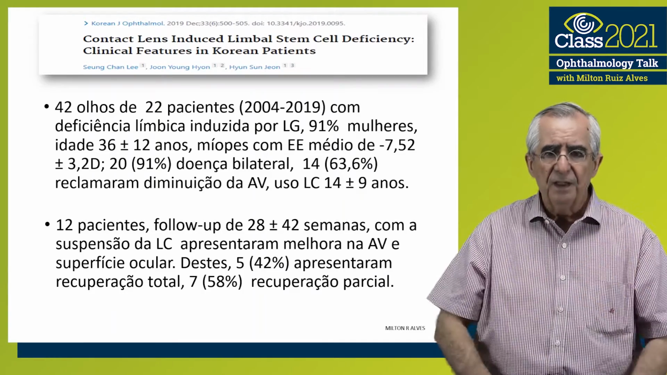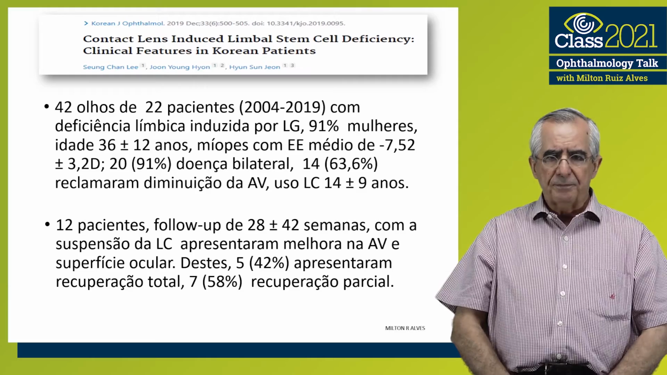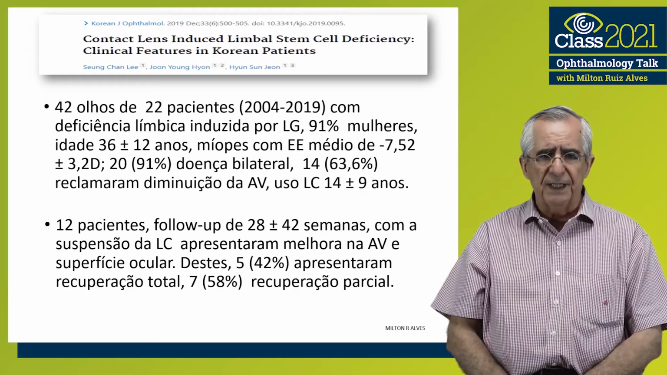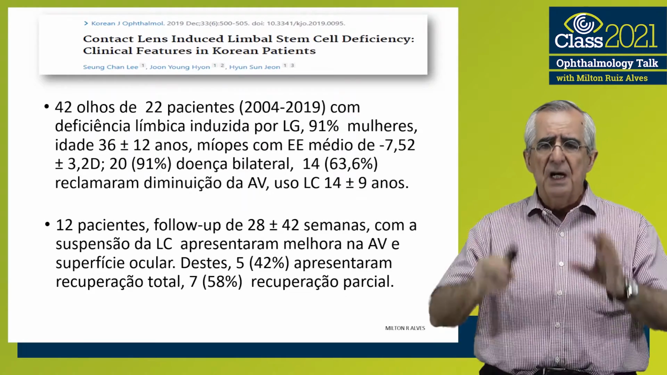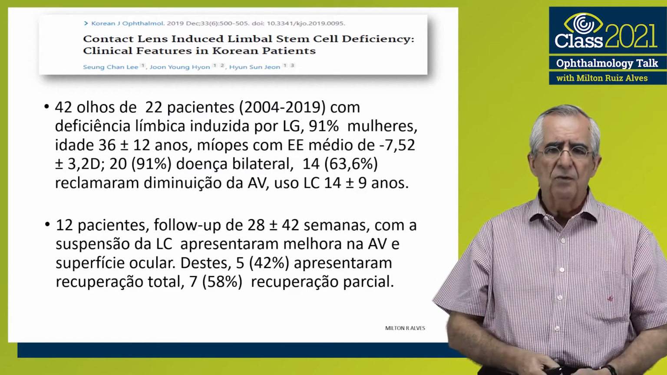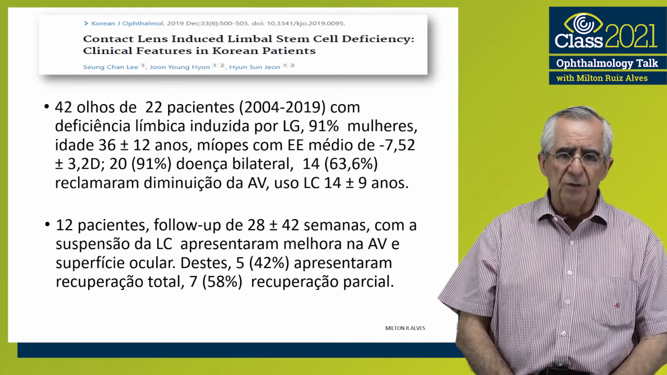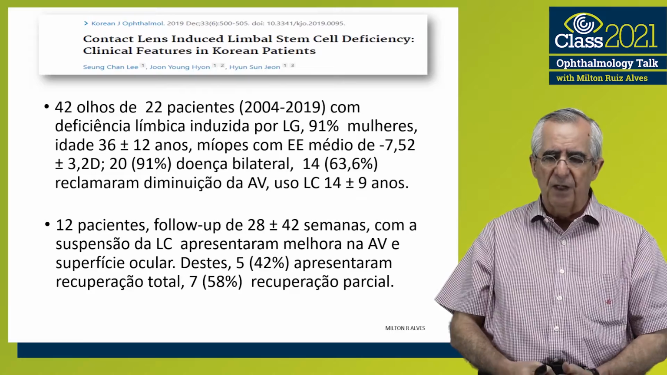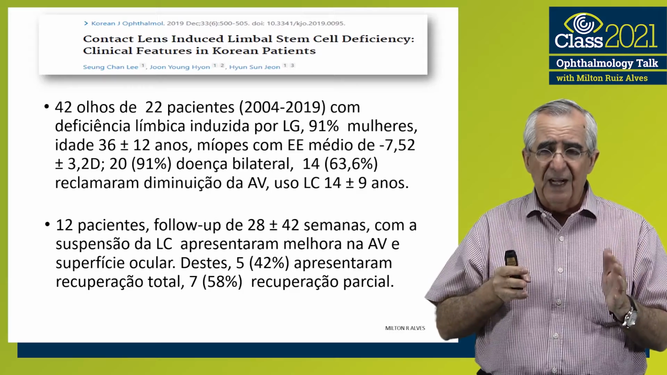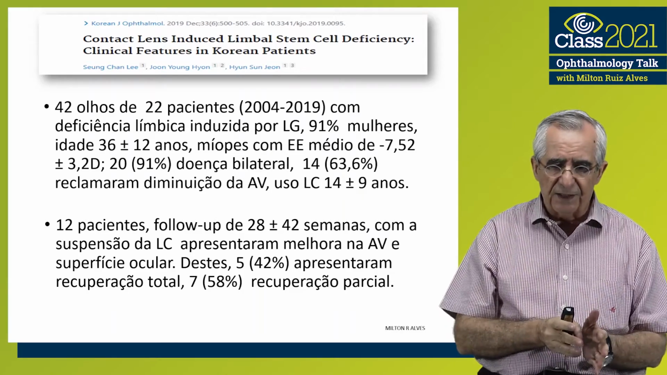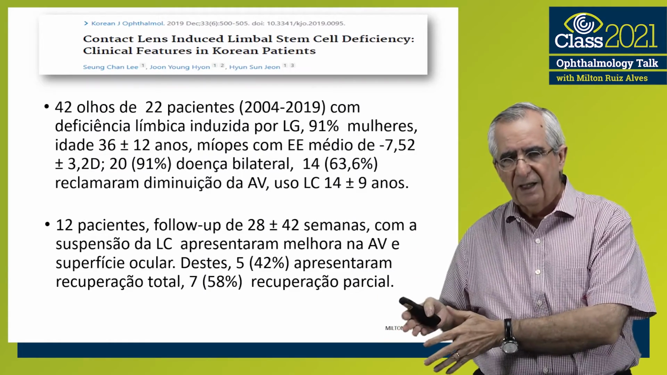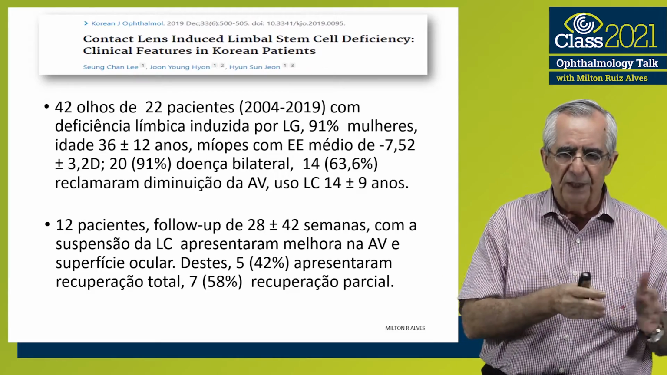The findings of 12 patients with a follow-up of 28 weeks and the standard deviation of 42 weeks, who, with the suspension of the contact lens, showed improvement in visual acuity and ocular surface were reported. Of these, 5 or 42% showed full recovery and 7 showed partial recovery. And if we compare these results with the previous study, we will verify that identifying cases of limbal stem cell deficiency earlier is associated with a better clinical response. And identifying these cases late, it may require complicated surgical procedures.